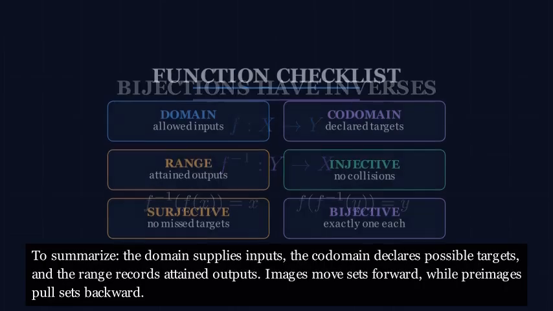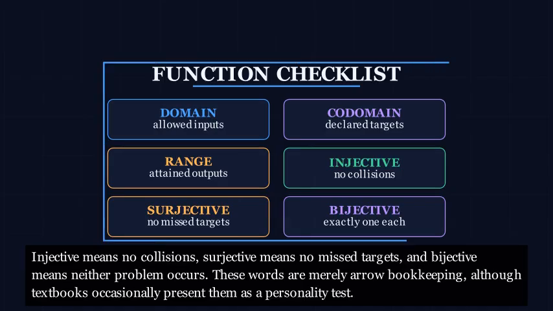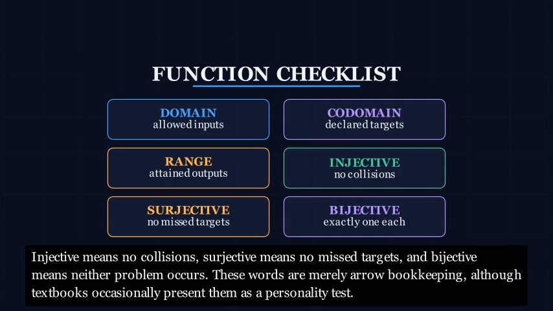To summarize, the domain supplies inputs, the codomain declares possible targets, and the range records attained outputs. Images move sets forward, while preimages pull sets backward. Injective means no collisions, surjective means no missed targets, and bijective means neither problem occurs. These words are merely arrow bookkeeping, although textbooks occasionally present them as a personality test.